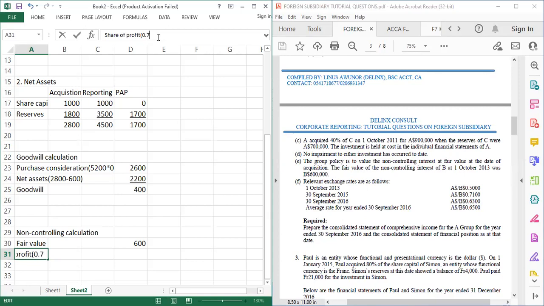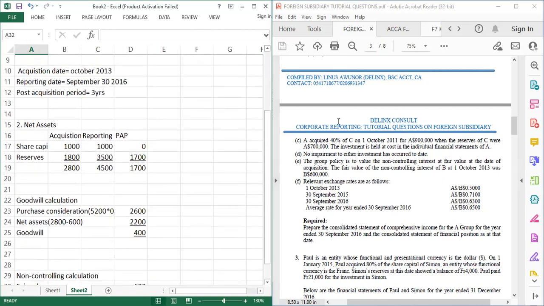0.2 multiplied by 1,700. How much are we getting? It's 20%, 0.2. How much are we getting? 340.